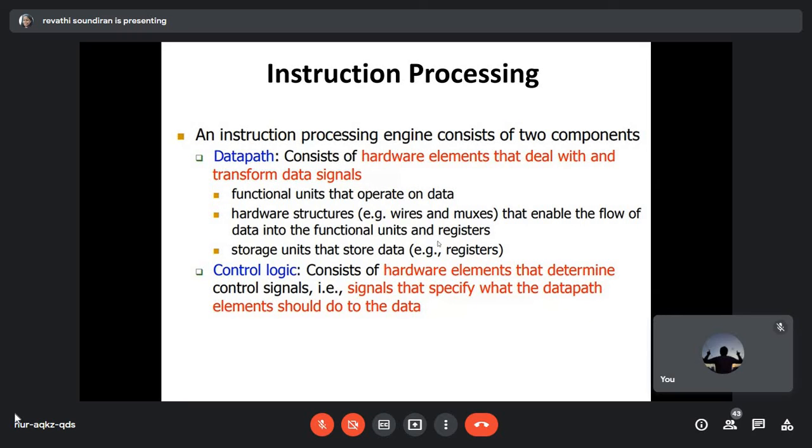So storage units store data. Typically, the registers comprise the data path. With respect to your control logic, it consists of the hardware elements that determine the control signals, and that is the signal that specifies what data path the element should flow the data in. So that has also been instructed by the instruction processing.